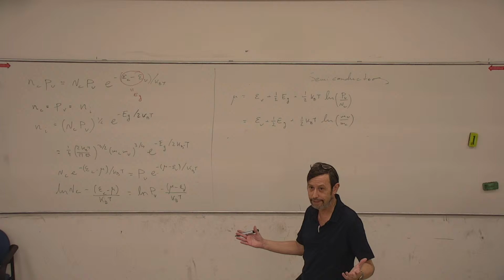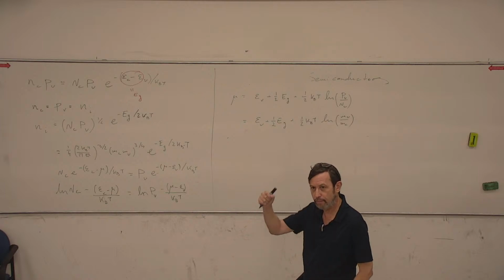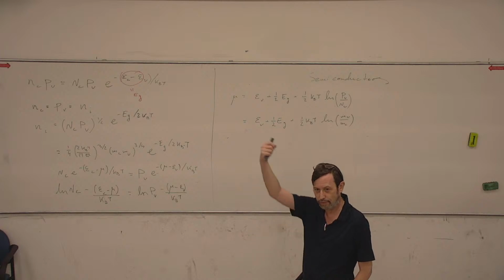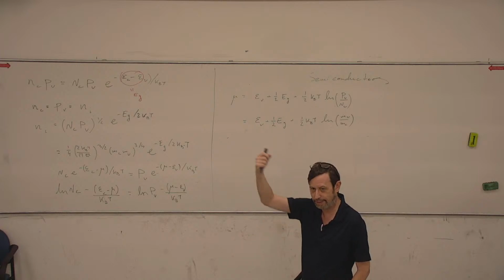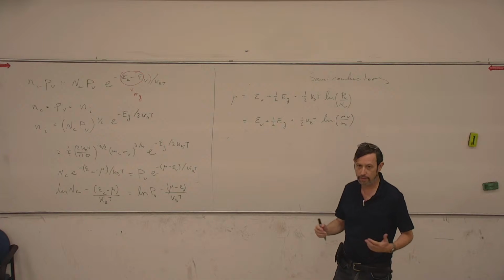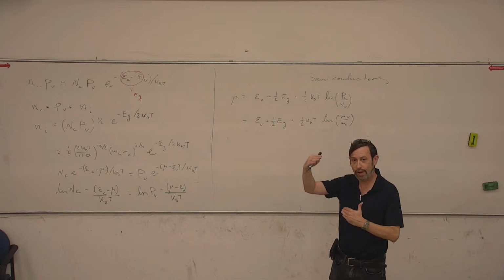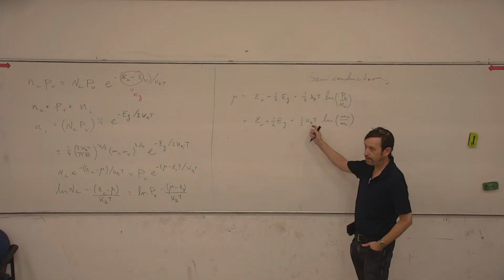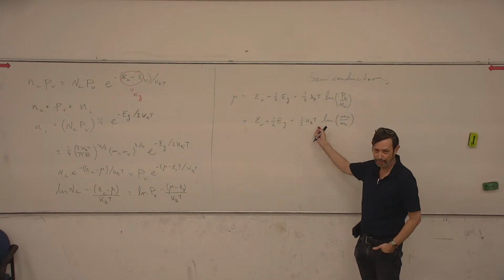Makes sense, because if it's the same density, if I pull out an electron from the valence and put it at the conduction, it's the same density, so I keep the same distance. Therefore, it doesn't move as a function of temperature.